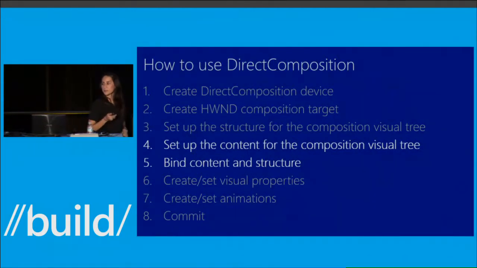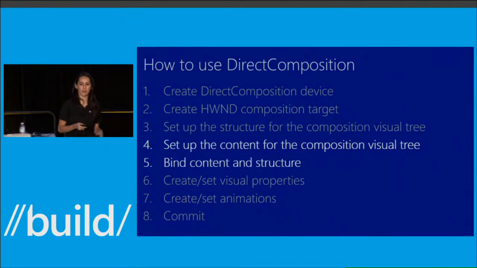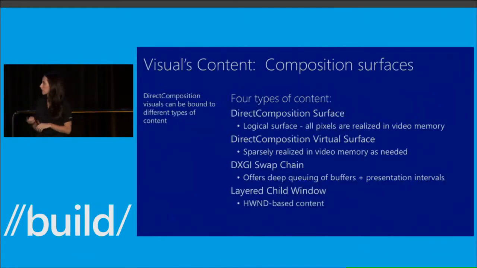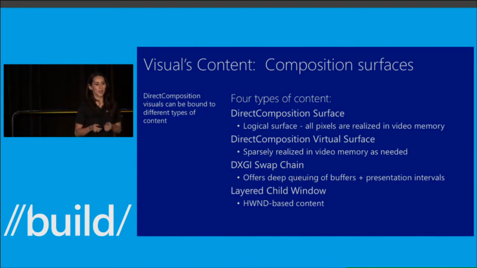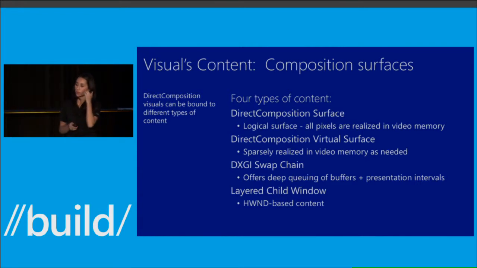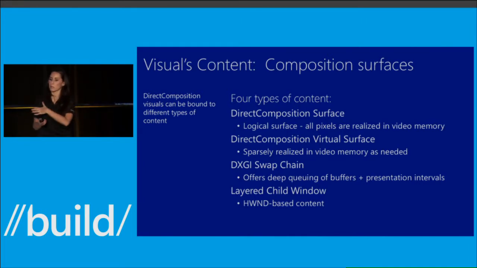All right, so let's set up some content, and then let's bind that content in a structure such that you can start seeing those tapes on the screen. So when we talk about the different types of content, DirectComposition has this whole list to offer. So the first 2 are DirectComposition surfaces. These are new and just specific to DirectComposition. And the difference between those 2 is that the first one is a logical surface. So it means that all the pixels are realized in video memory already.